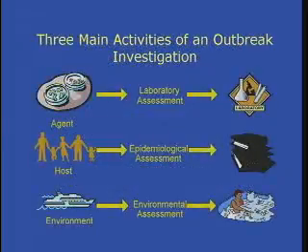Three main activities of an outbreak investigation. At this point, we're going to look at the activities that are conducted during an actual outbreak investigation. During an outbreak investigation, we have 3 main components. One is referred to as the laboratory assessment. And in this case, we're looking at the agent or the causative agent of the outbreak itself. The second area that we're interested in is the environmental health assessment. And essentially, we're going to look at the environment of the ship to see if that might have contributed to the outbreak, or at least its spread.